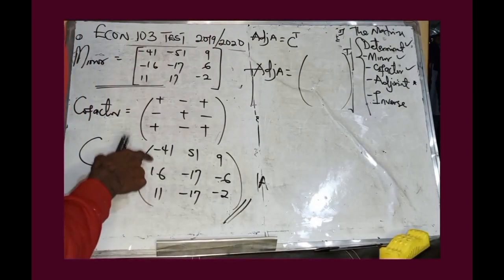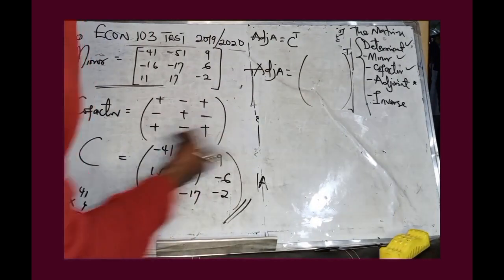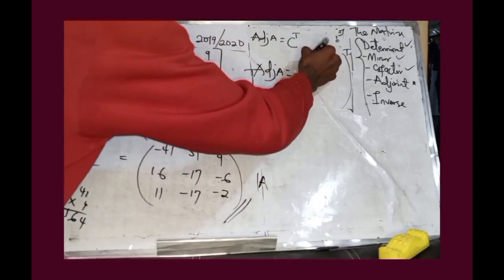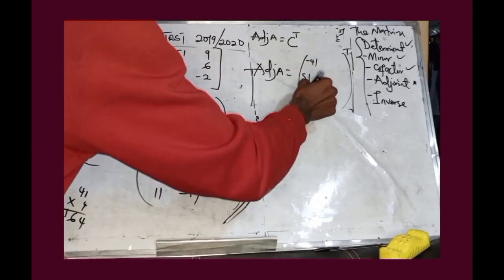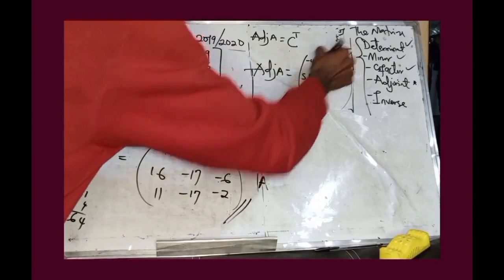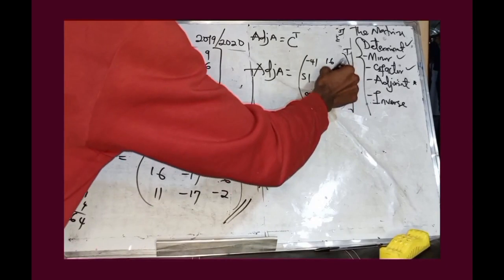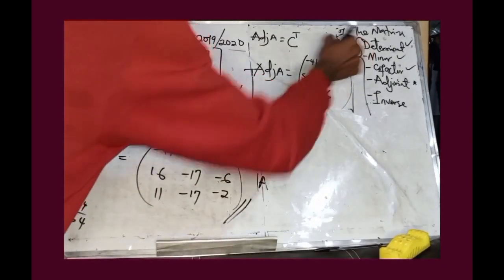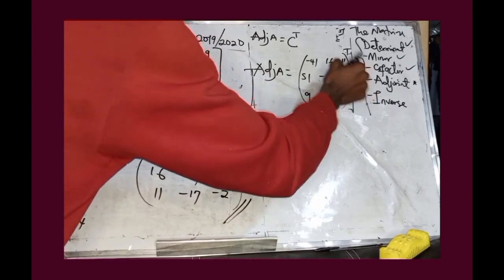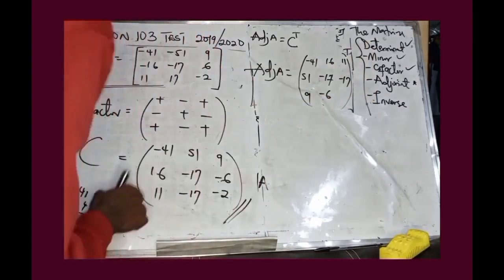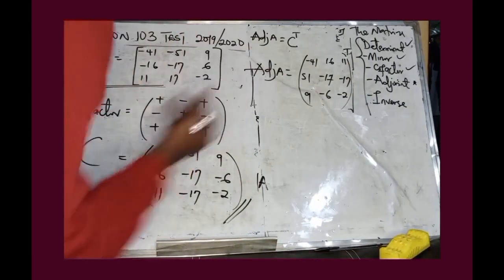Now I want to obtain the transpose of this one. Transpose is just like turning every row into a column. This row becomes minus 41, 51, 9 in a column. Here becomes 16, minus 17, minus 6. And this becomes 11, minus 17, minus 2. So this is what we have now as my adjoint.